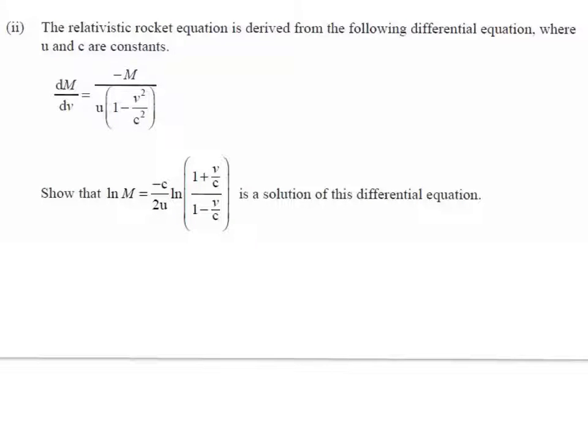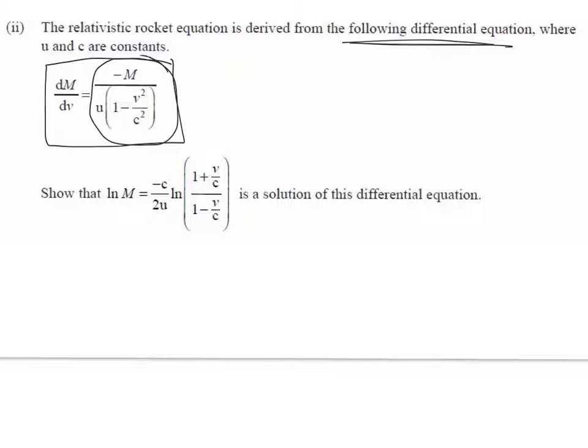Okay, so here's the question. The equation that we had in part 1 can be derived from this differential equation. Okay, and u and c are constants. So here it goes. We're told that dm by dv is equal to this. Right, so what have we got in here? Well, the variables are m and v, and u and c are just constants.